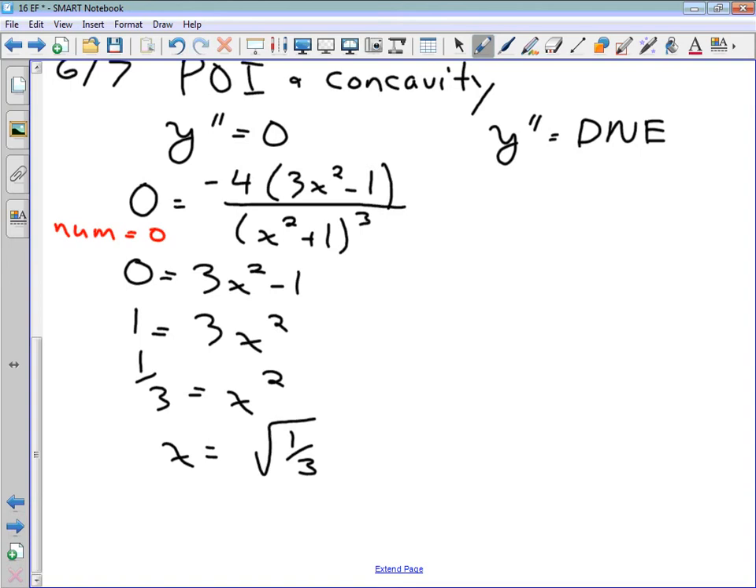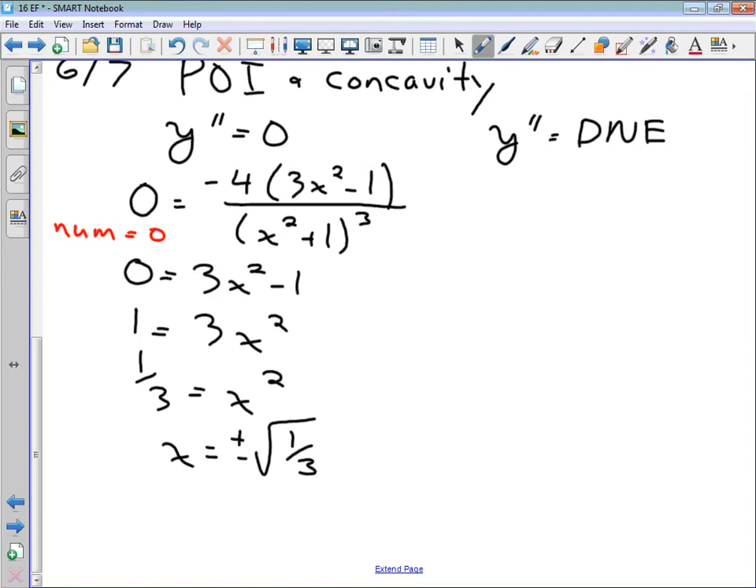Not a special triangle. No, not a special triangle. What do you have to remember when you are taking the square root of something that is itself squared? Positive or negative? Yeah. And this is important here because this means we have two possible points of inflection, two critical numbers to use in our concavity table here.